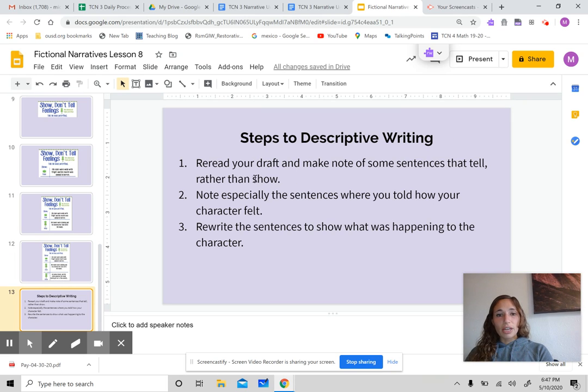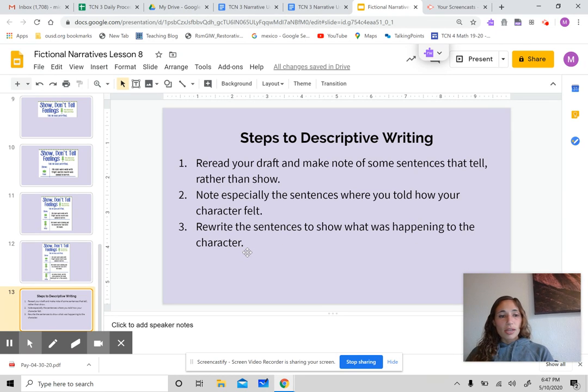First, you're going to reread your draft and make note of some of the sentences that tell rather than show. You're going to note especially the sentences where you told how your character felt. So you might have said, so-and-so felt angry, but then you're going to stop and think, ooh, I can show instead of tell that character felt angry. You're going to rewrite the sentences to show what was happening to the character.